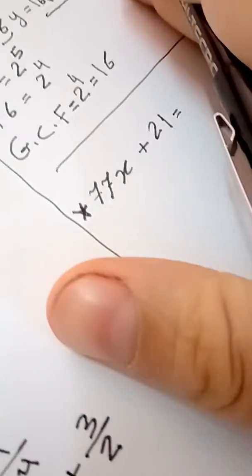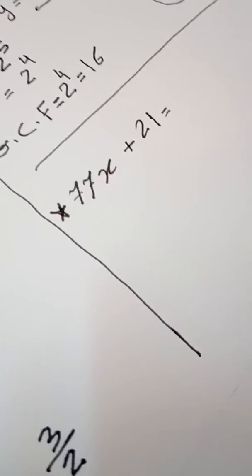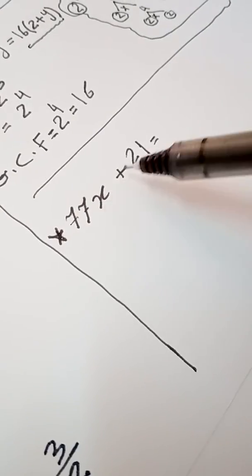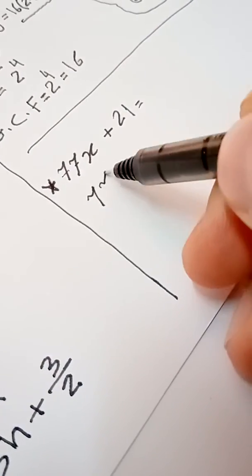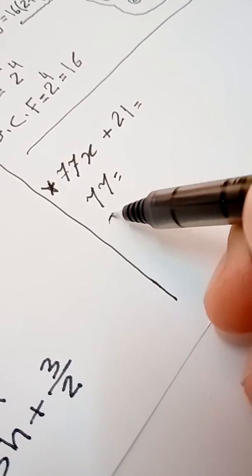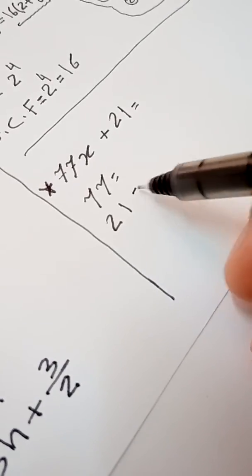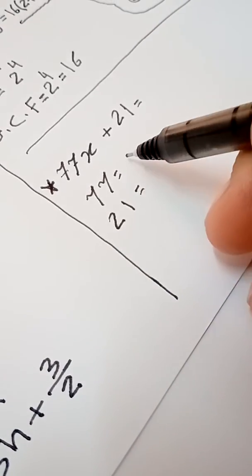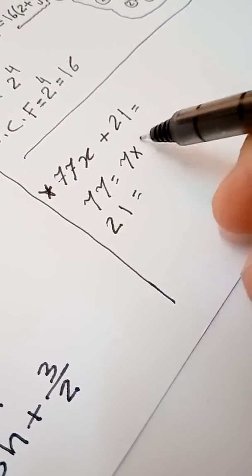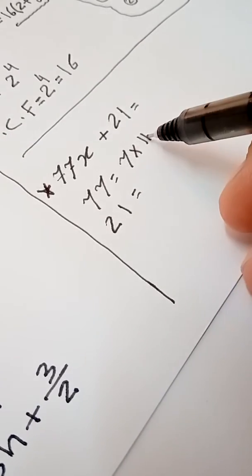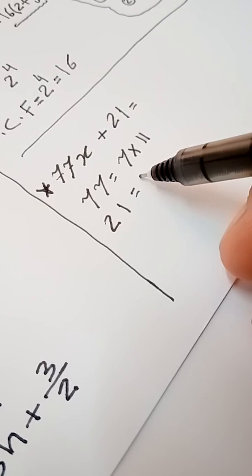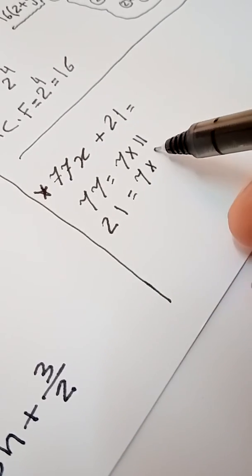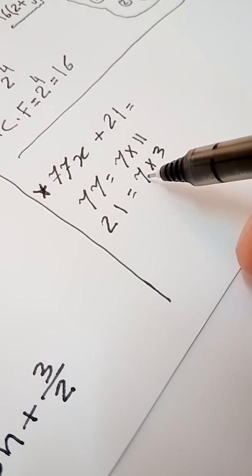The next example here, I have 77x plus 21. The first step, find the prime factors for the two numbers here. 77 will be 7 times 11. This is a prime and this is a prime. 21 will be 7 times 3. This is a prime and this is a prime.